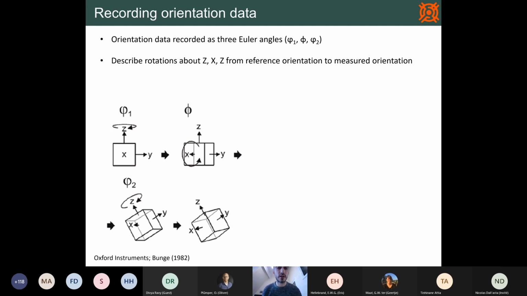So how do we actually record these orientation data? Well, in practice, we write them down as 3 Euler angles. And what we do is we have some reference orientation of the crystal. And then these 3 angles are rotations that can take us from that reference orientation. We rotate around the z-axis, the x-axis, and the z-axis again. And by rotating through different angles, we can get from the reference orientation to any measured orientation at any point in the microstructure. So our data set is basically a list of these 3 Euler angles.